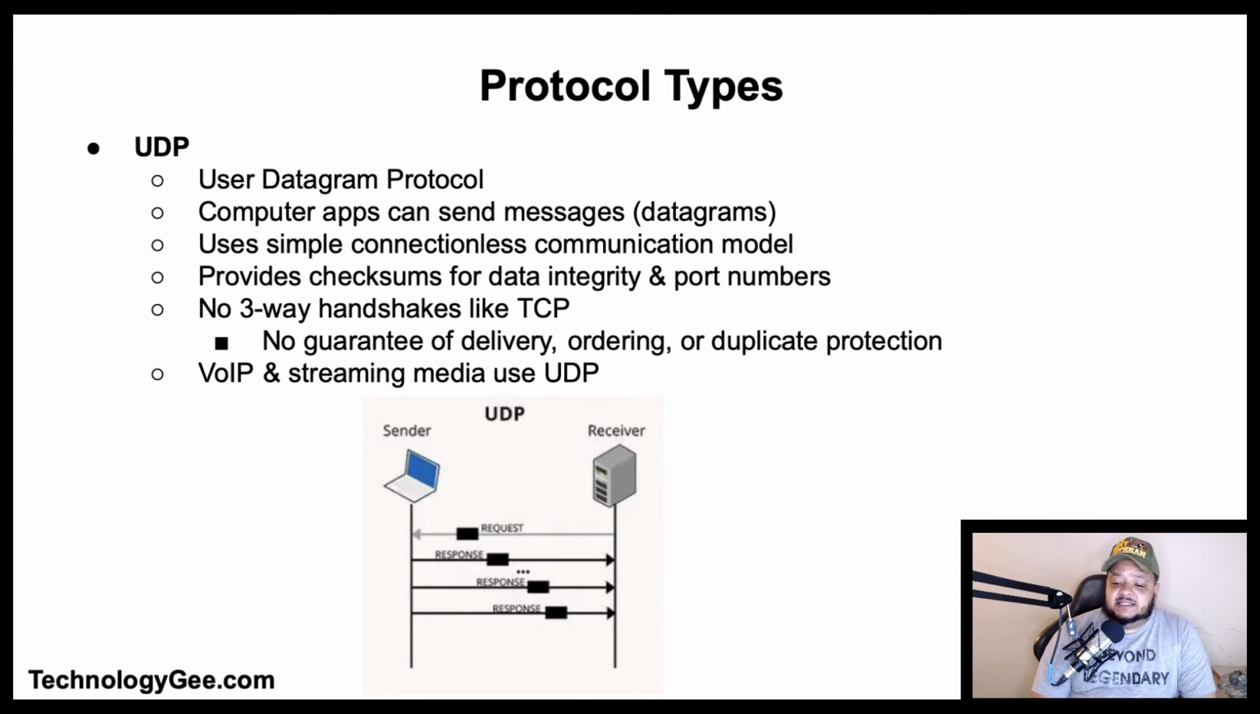UDP provides checksums for data integrity and port numbers for addressing different functions at the source and destination of the datagram. It has no handshaking dialogues like TCP, and thus exposes the user's program to any unreliability of the underlying network, meaning there is no guarantee of delivery, ordering, or duplicate protection. Voice over IP and streaming media sessions utilize UDP, in addition to simple queries and responses such as DNS.